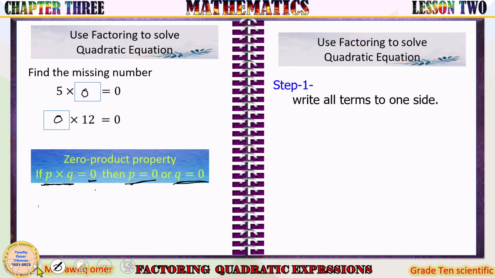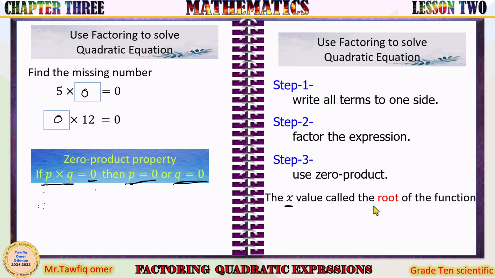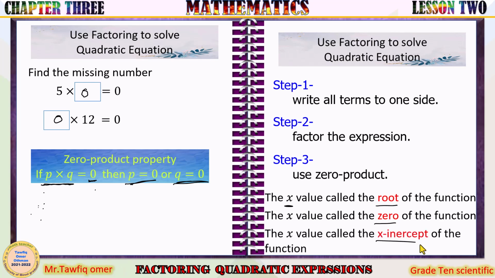To do that, we must follow these steps. The first step, write all terms to one side. The second step, factor the expression. And third step, use the zero product property. This x is called the root of the function, or the zero of the function, or the x-intercept of the function.